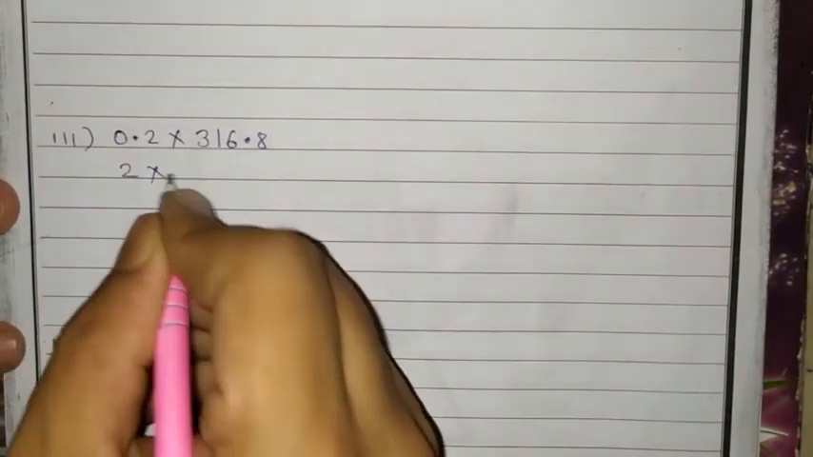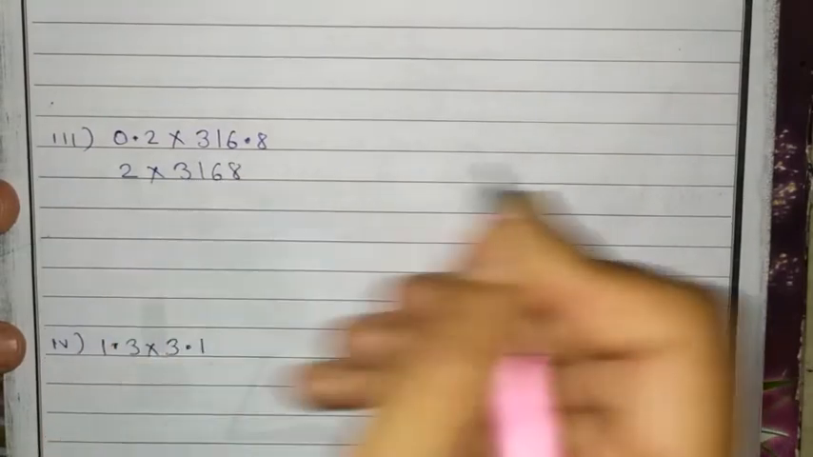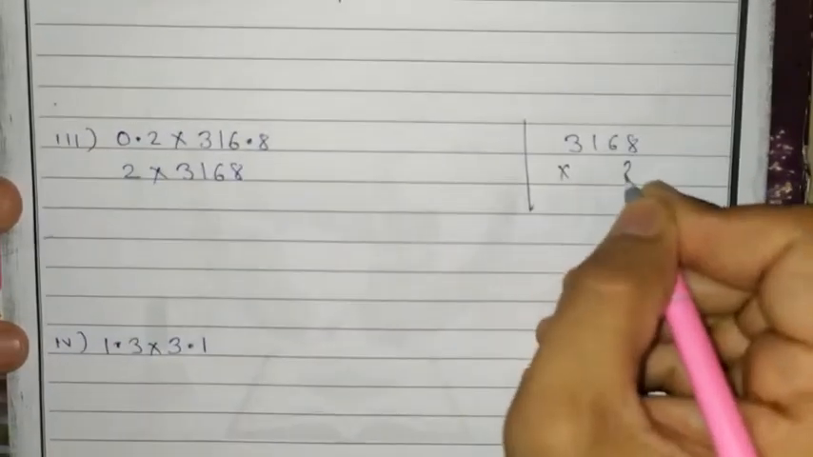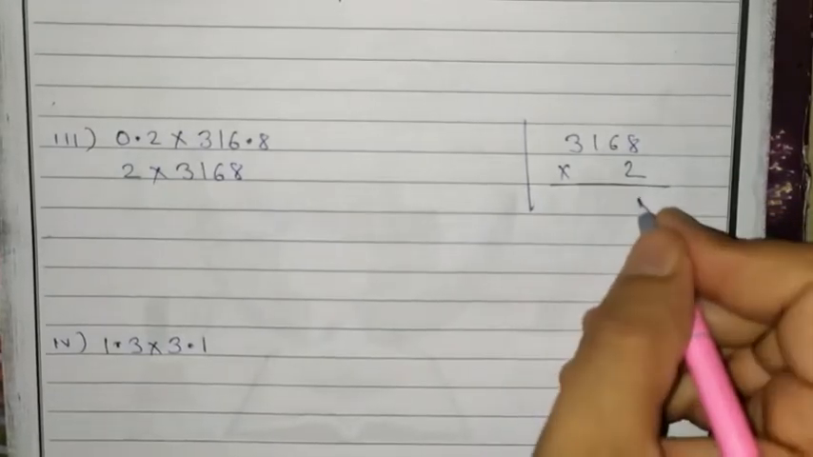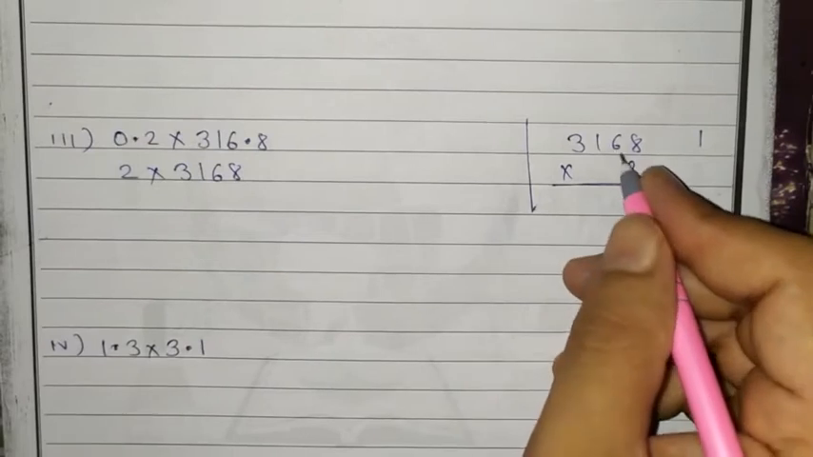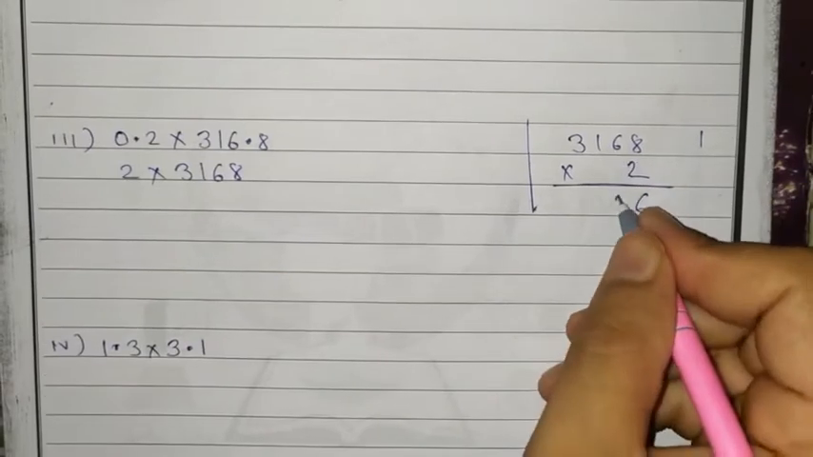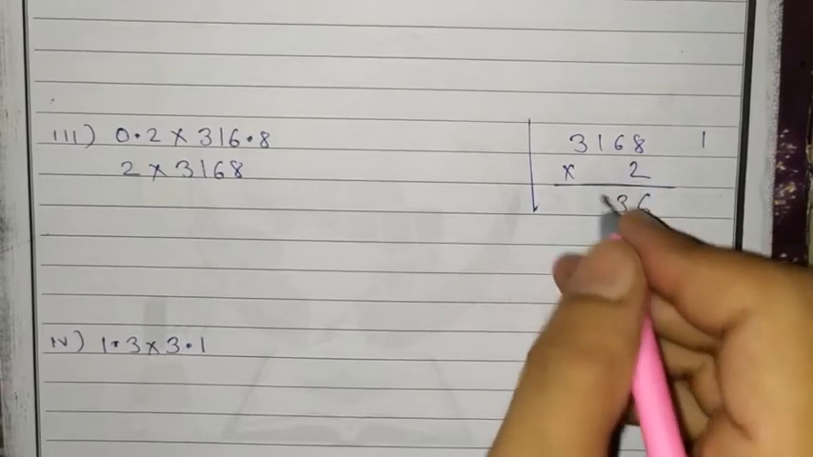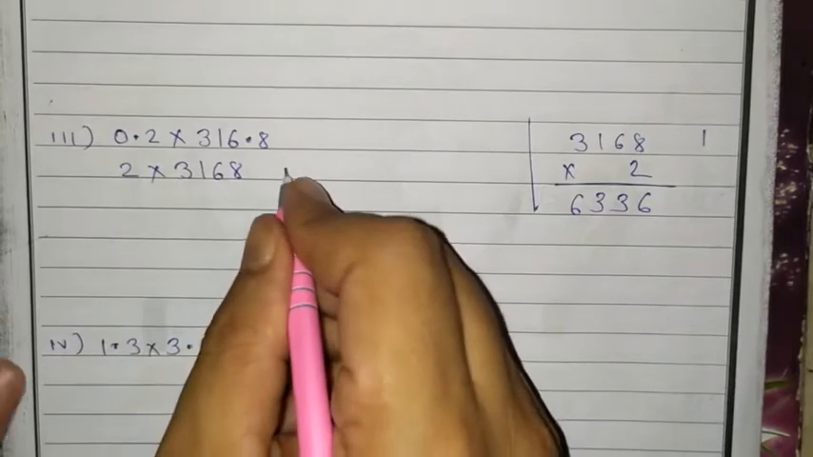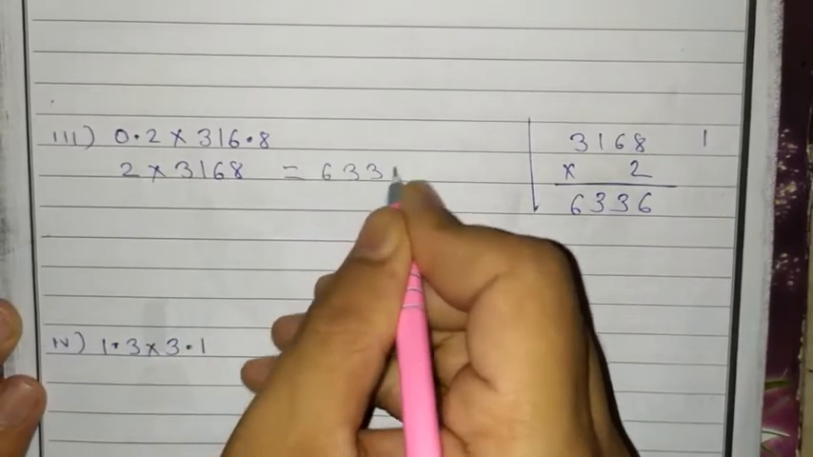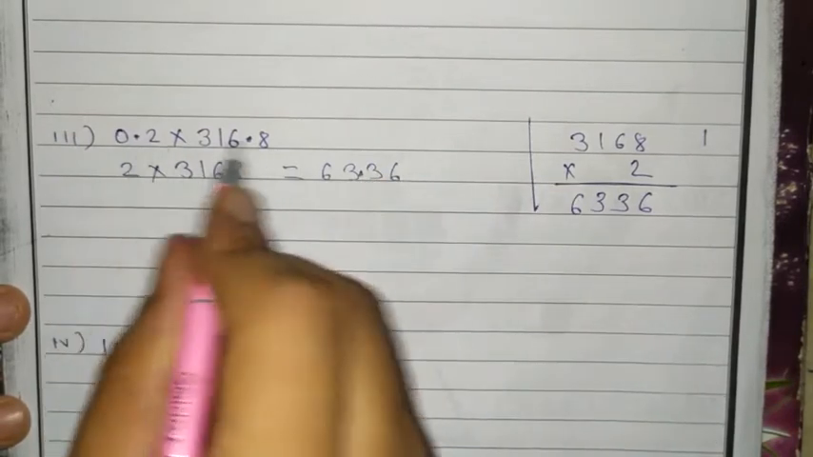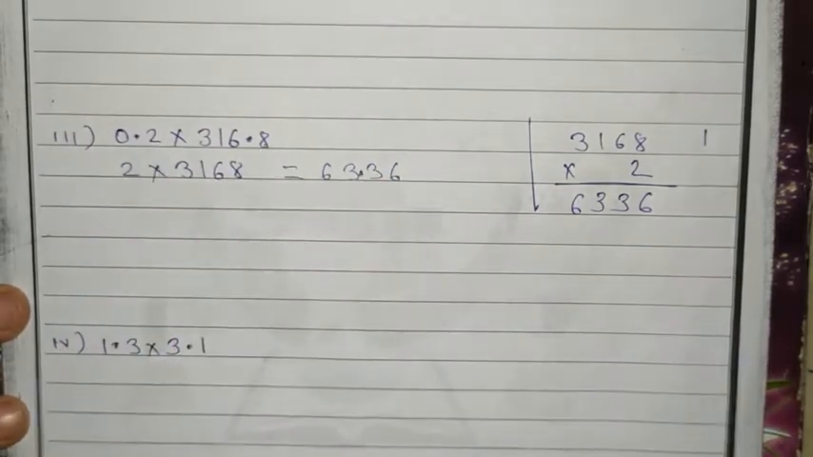It is 2 into 3168 as it is. So we will do the multiplication. Here 2 into 8 is 16, 1 carry. Then here 2 into 6 is 12 plus 1, 13. 2 into 1 is 2 plus 1, 3. Then here 2 into 3 is 6. So our answer is here. So where is the decimal point? After 2 numbers. Why after 2 numbers? Because from the right hand side 1 and this is second.